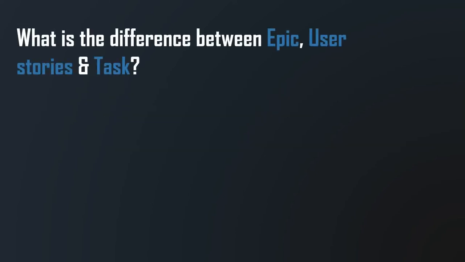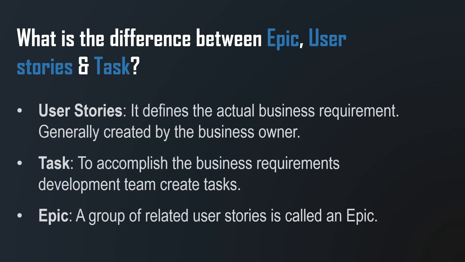So what is the difference between epic, user story and tasks? User stories define the actual business requirement, generally created by the business owner. To accomplish the business requirement, the development team will create small granular tasks. A group of related user stories together is called an epic.